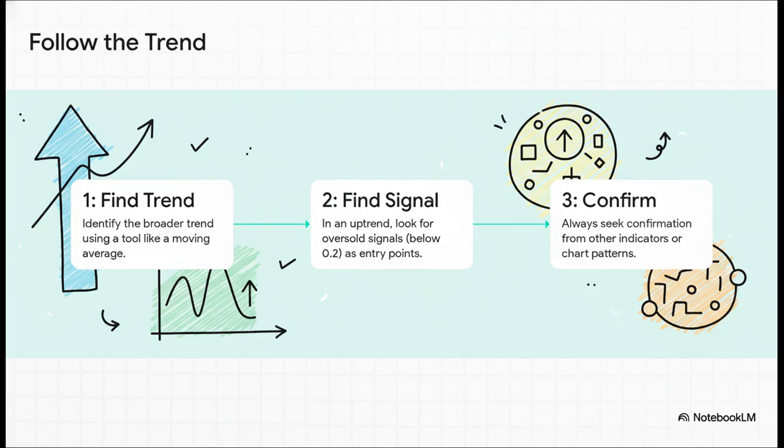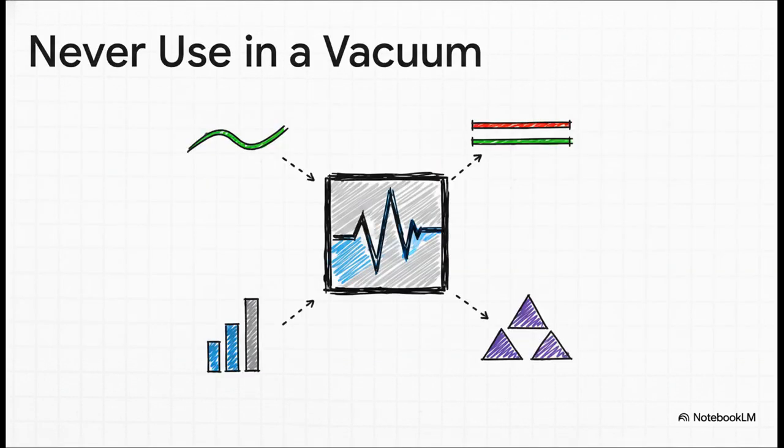But, and this is so important, you always wait for some other kind of confirmation before you pull the trigger. And let me be really, really clear on this. Using the Stoch RSI all by itself is a recipe for disaster. It's just too noisy. It has to be part of a team. Use a moving average to confirm the trend. Use support and resistance levels to see if the entry makes sense. Use volume to see if there's any real conviction. Think of the Stoch RSI as your scout. It finds potential opportunities, but it is not the general who gives the final order.